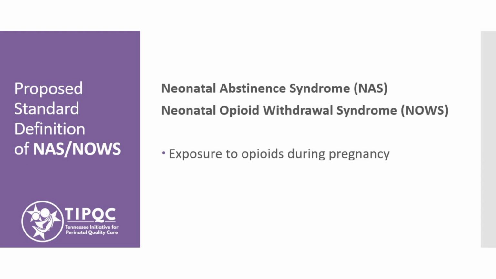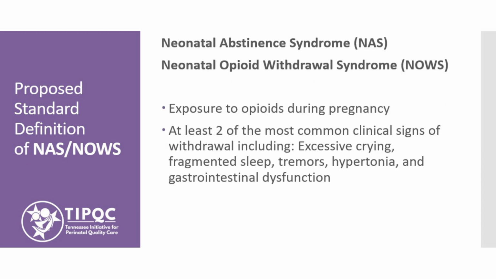You have to have, either from maternal report or by toxicology testing, evidence of opioid exposure during the pregnancy. And then the most common clinical symptoms: if you have at least two of those, excessive crying, fragmented sleep, tremor, hypertonia, or GI dysfunction, and I interpret that loosely as excessive weight loss or poor feeding, two of those will meet criteria for NAS or NOWS.